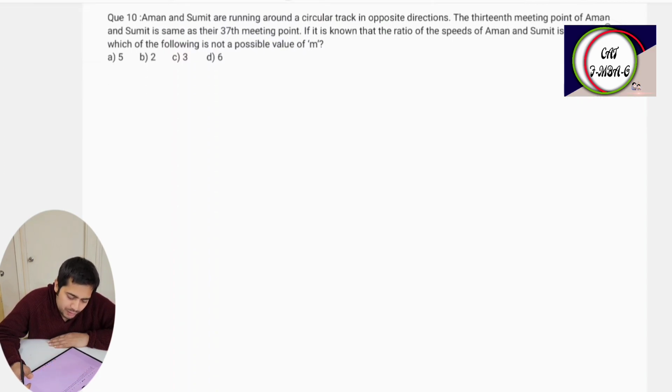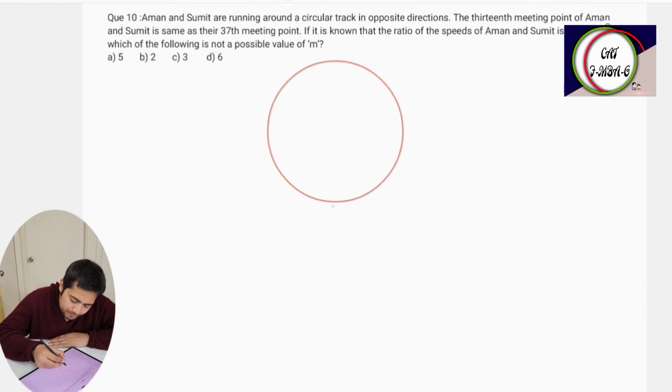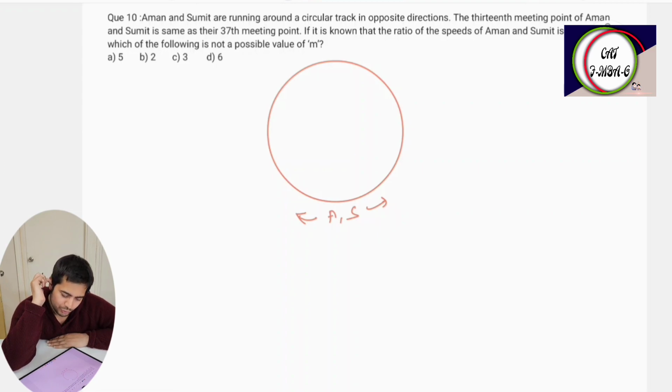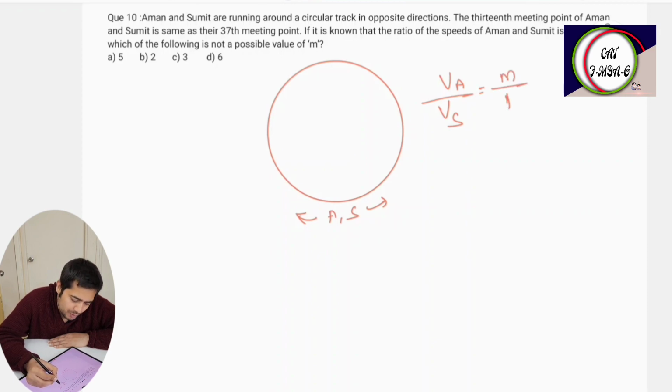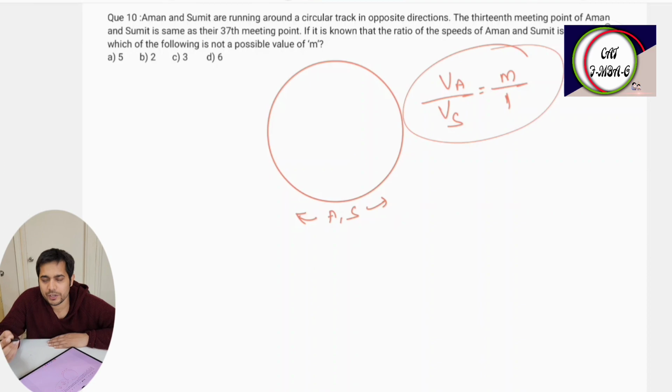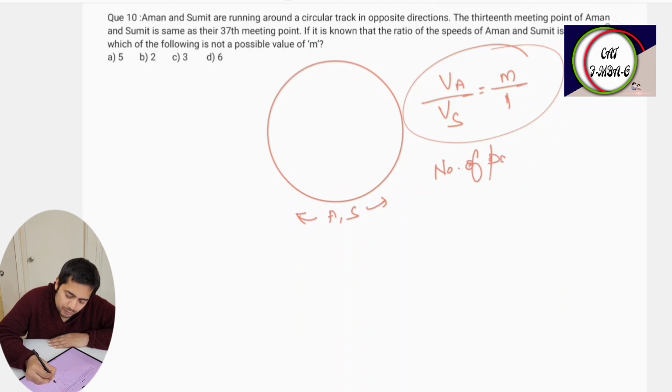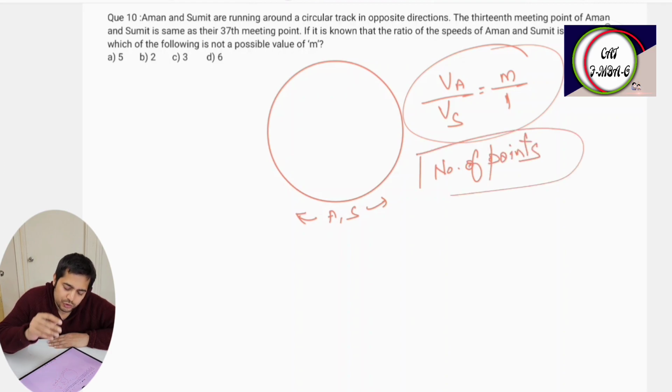Aman and Sumit are running around a circular track in opposite directions. The 13th meeting point of Aman and Sumit is the same as the 37th meeting point. If the ratio of speed of Aman to Sumit is m is to 1, then which of the following is not a possible value of m? In these kinds of questions, find out the number of different points at which they are going to meet along the whole circular track. Since they are moving in opposite directions, it is m plus 1.